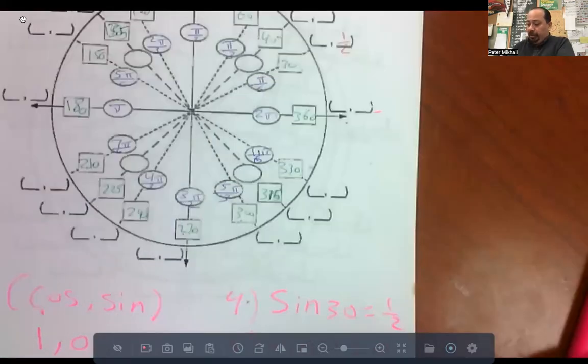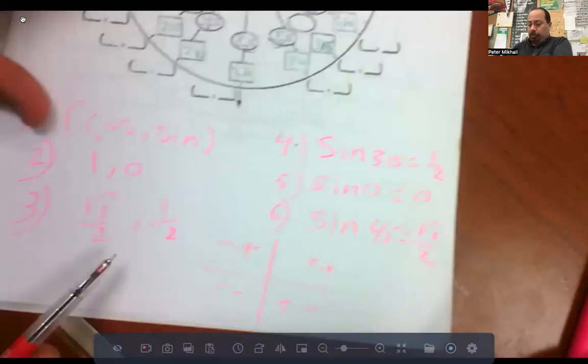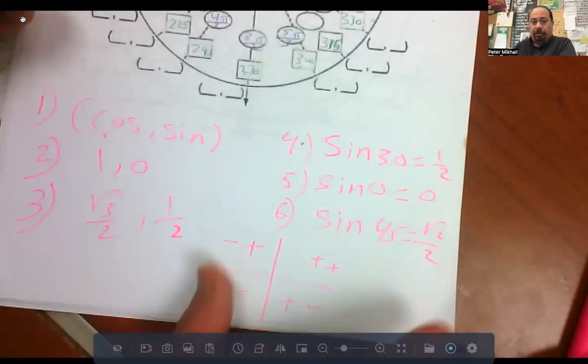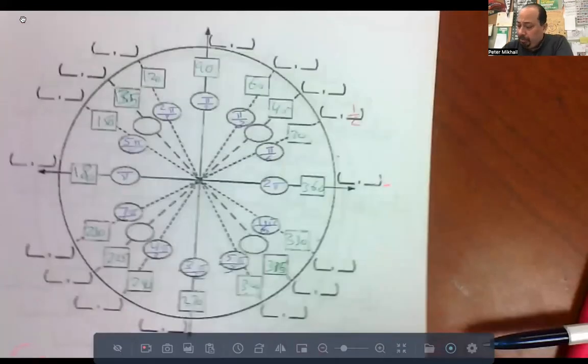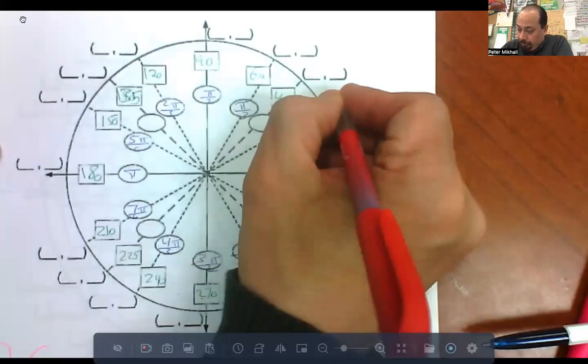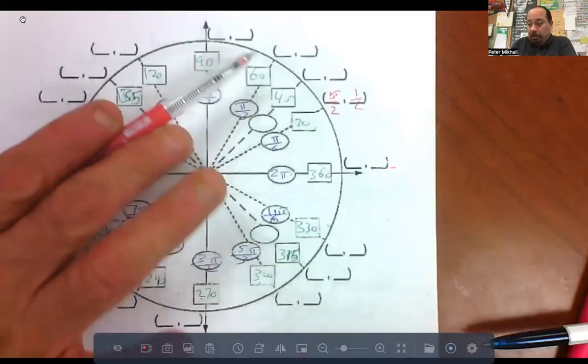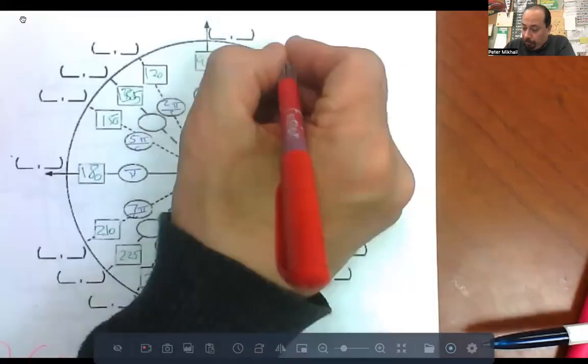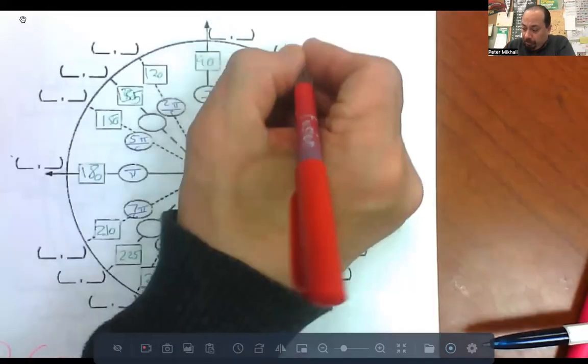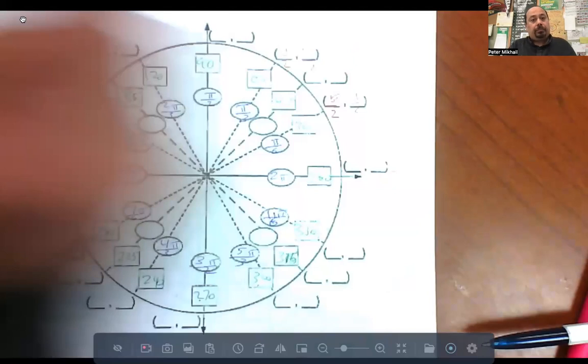I also told you that 1/2 goes with radical 3 over 2. So if this is 1/2, that means this is radical 3 over 2. You should know that 60 and 30 are opposite. So you flip. So 1/2 will be here, and radical 3 over 2 will be here.